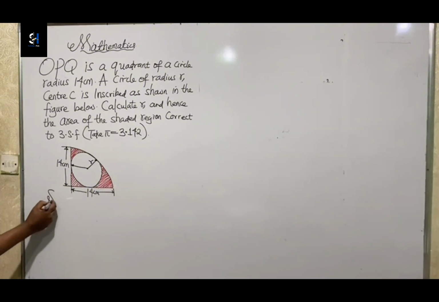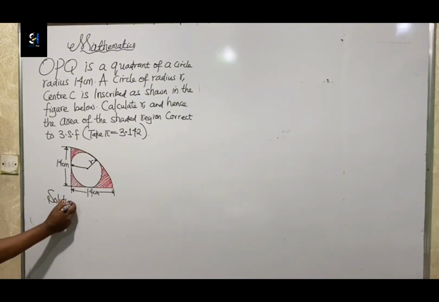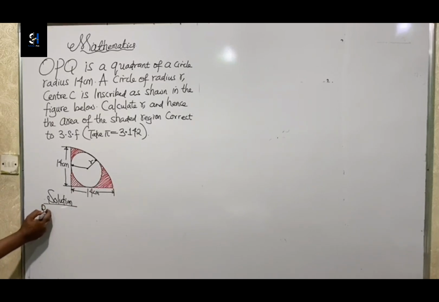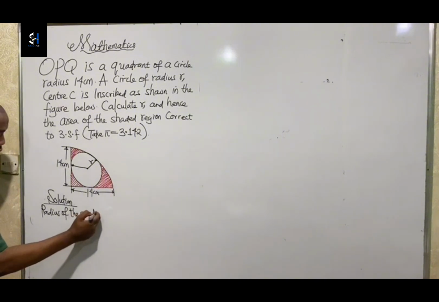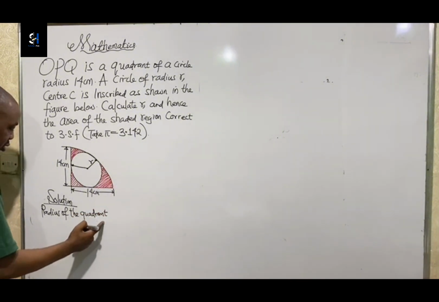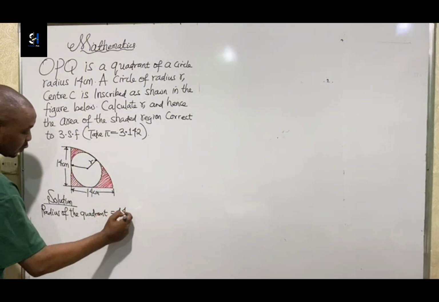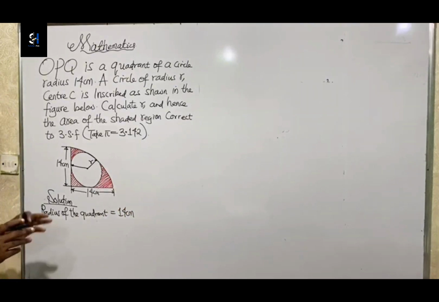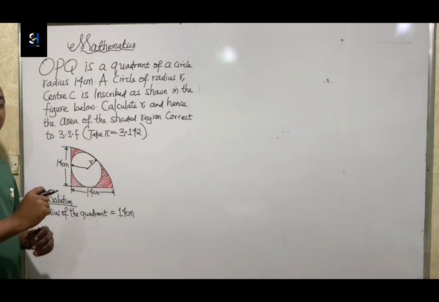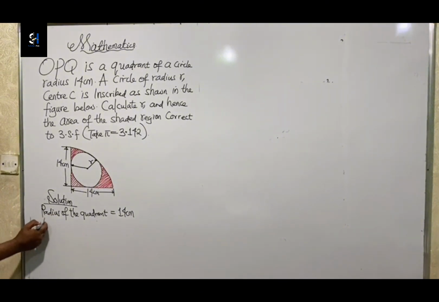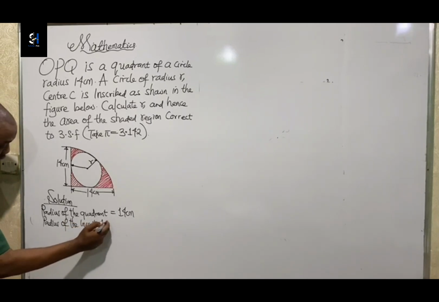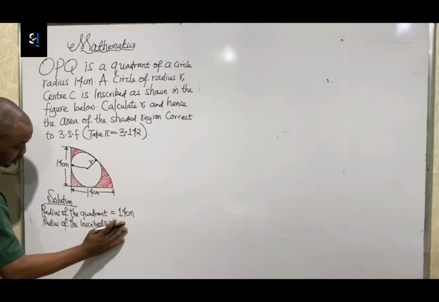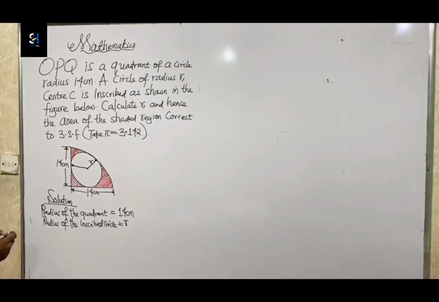Let's write down the given values. We are given the radius of the quadrant to be 14 centimeters. But we are not given the radius of the inscribed shape, which is the circle. So let's write the radius of the inscribed circle, which is given as R.